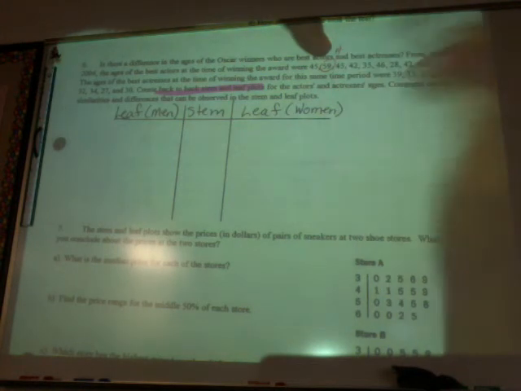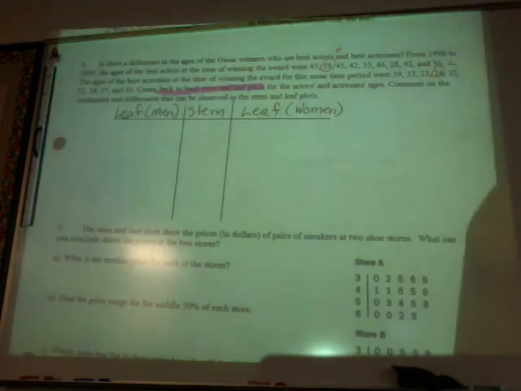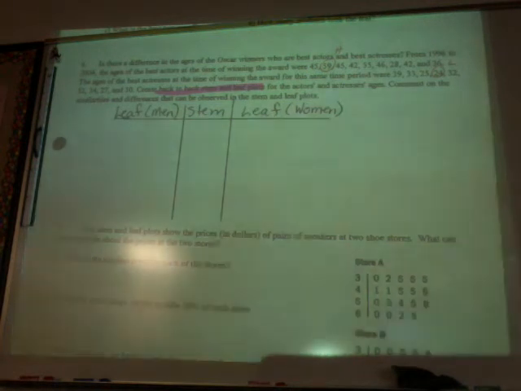Men. Men can get away with being older in acting than women, or whatever. Men age distinguished. Men age better than women, apparently. All right, according to this.